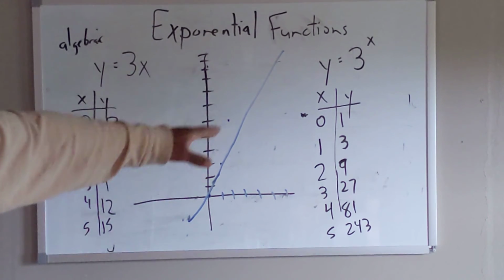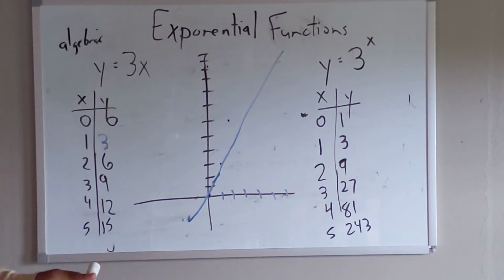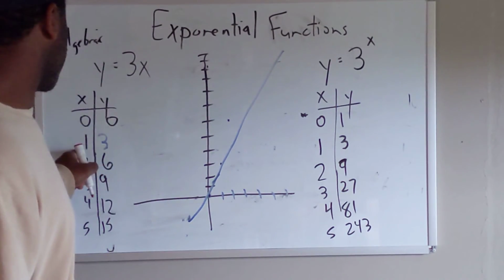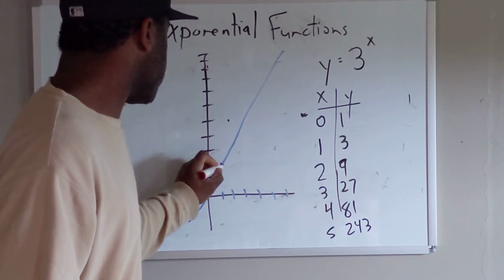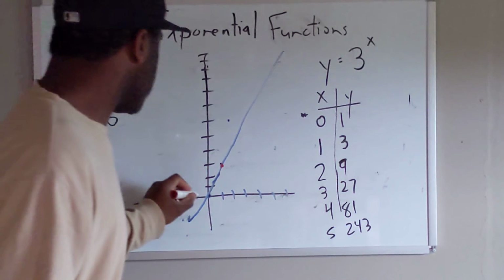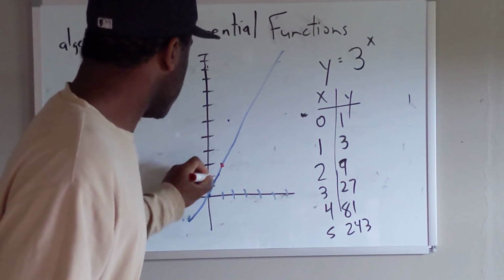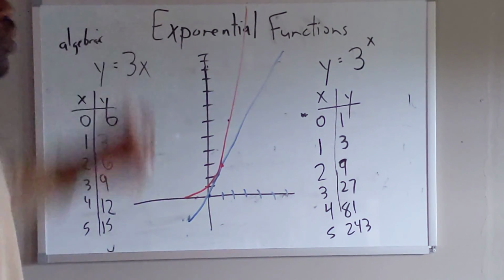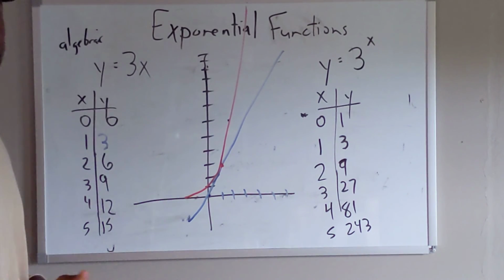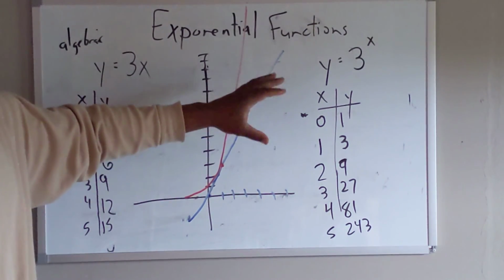Over here, it is increasing very rapidly. So 3 times 1 is 3. And 3 to the first power is 3. So they're both right here. But then you can start seeing where this graph just takes off and increases. That's why we use it as a figure of speech, that something is rising exponentially.